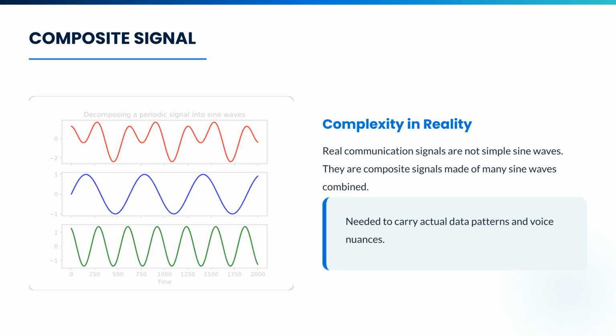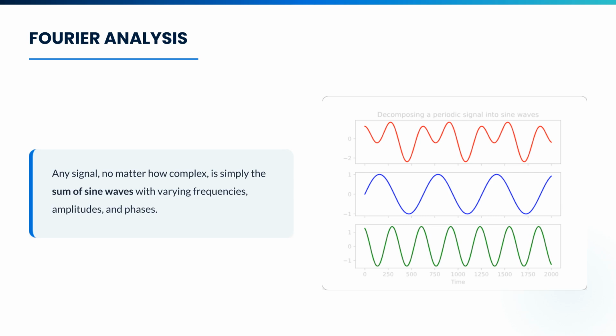Real communication signals are composite signals, composed of many sine waves combined. This complexity is necessary to carry actual data patterns and voice nuances effectively. Fourier analysis, a foundational concept, states that any signal, regardless of its complexity, is the sum of various sine waves. These sine waves vary in frequency, amplitude, and phase.